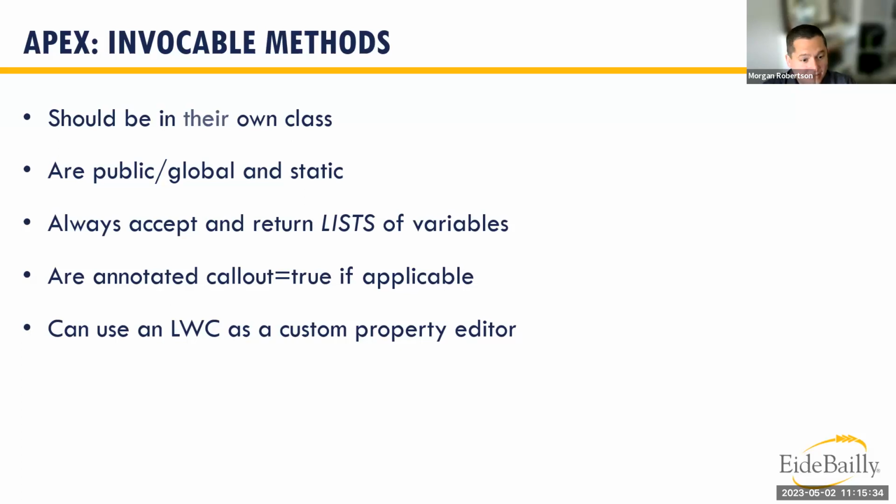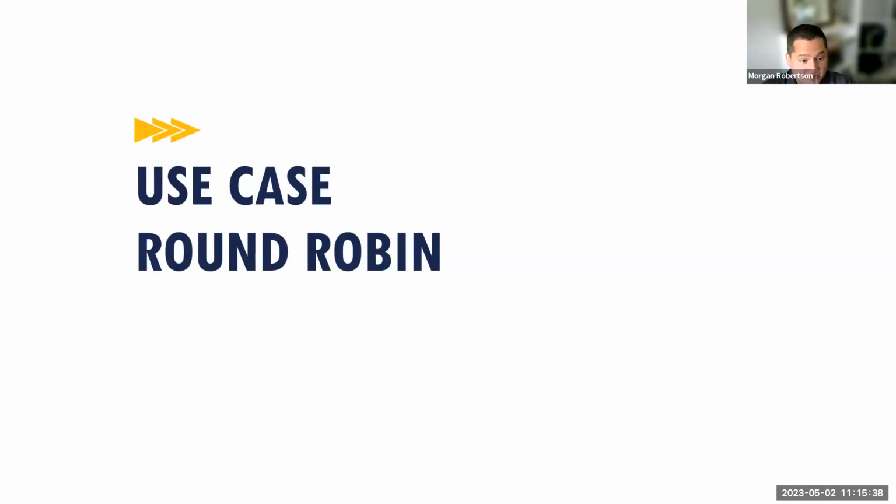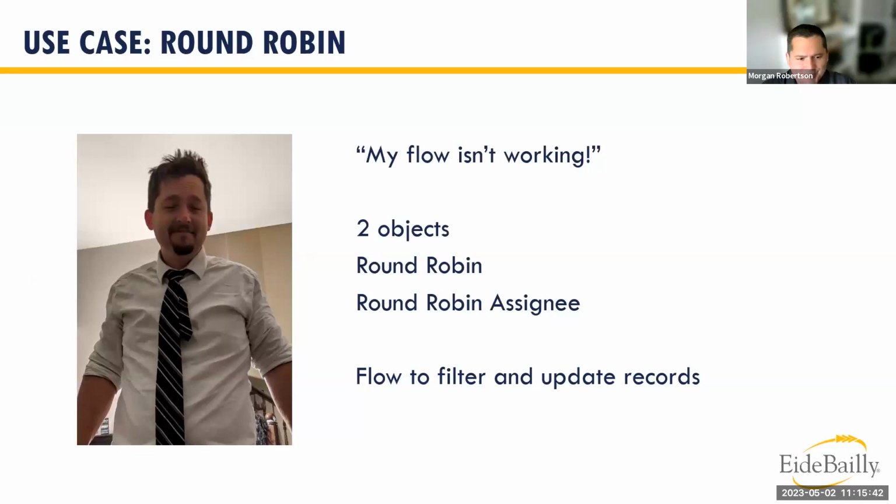So let's see it in action, shall we? We're going to start with a use case, round robin, right? I have a developer come to me and he looks like this. He goes, my flow isn't working. I built it. It looks great. It works great when I run one record, but it's breaking when I run multiple records. Doesn't quite work. Here's what he did.